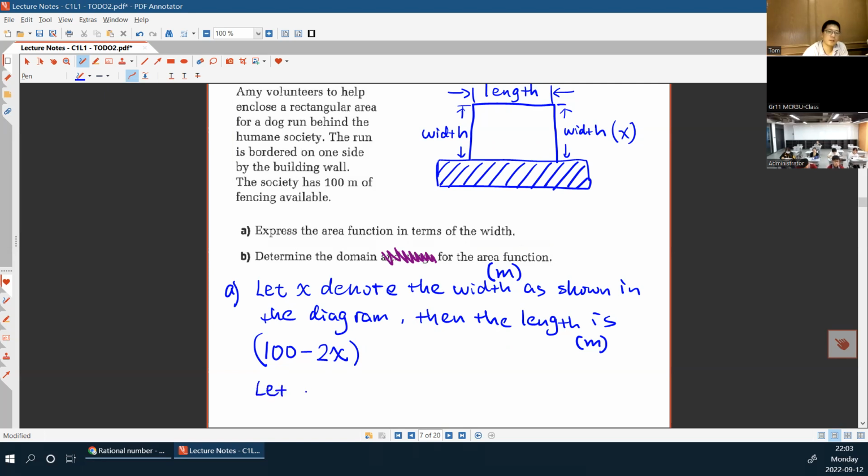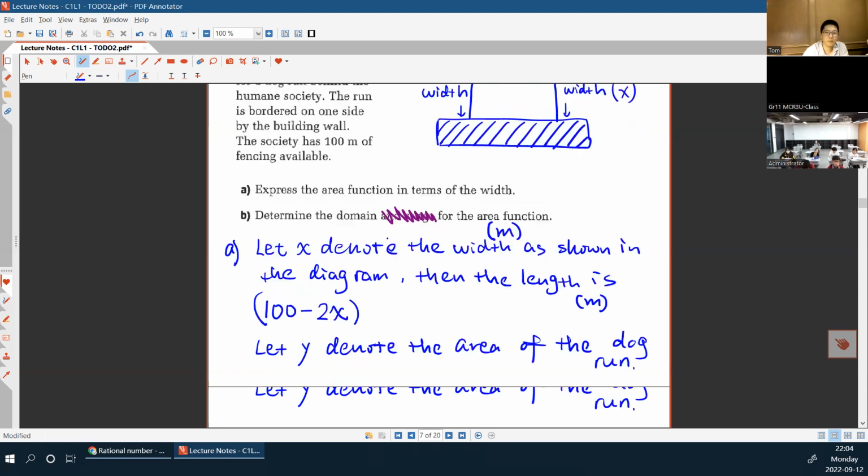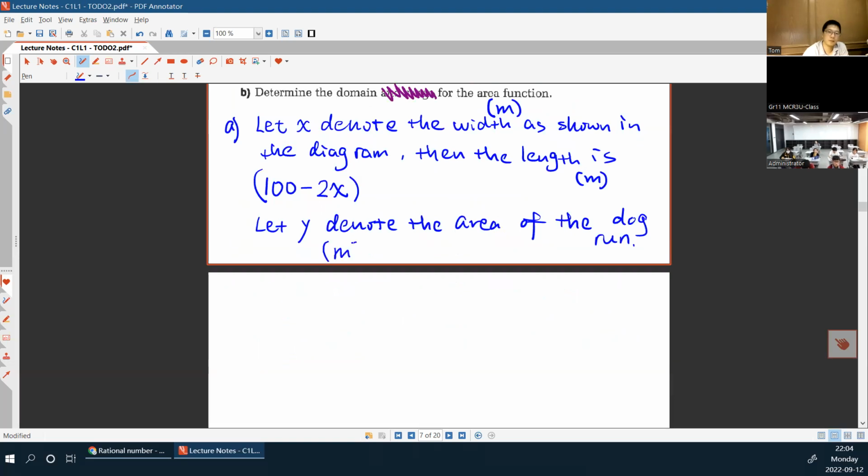So let's use another letter. Let letter y denote the area of the dog run. So y has unit of square meters, right? Then we know the area y equals the length multiplied by the width, which is 100 minus 2x times x, right? Can you follow me?